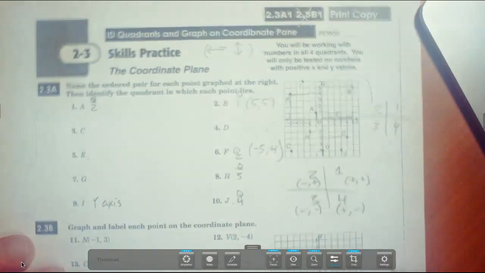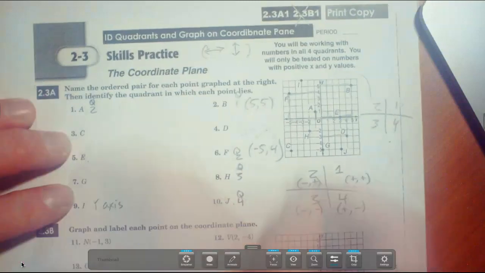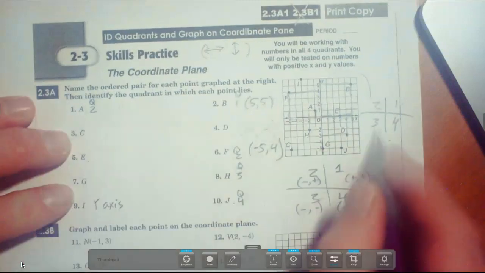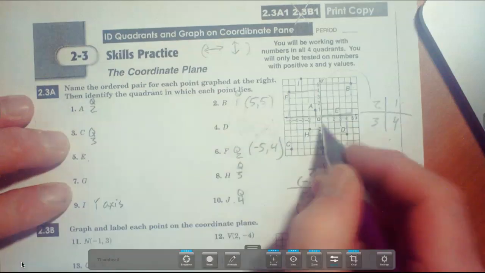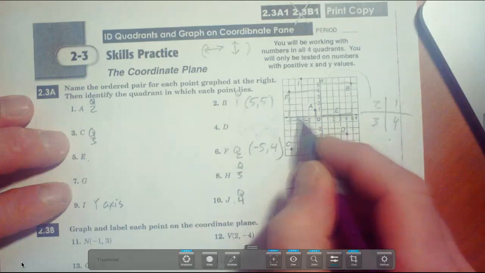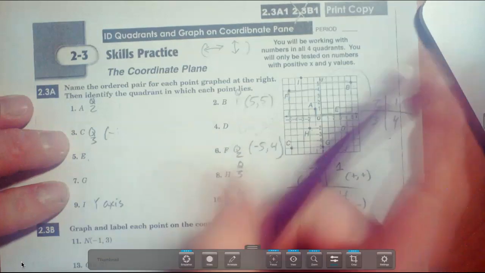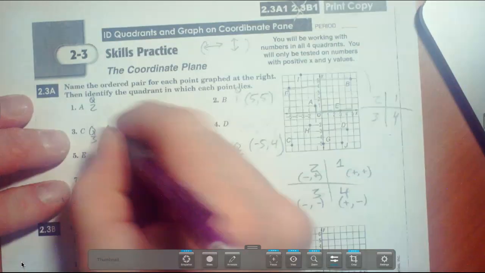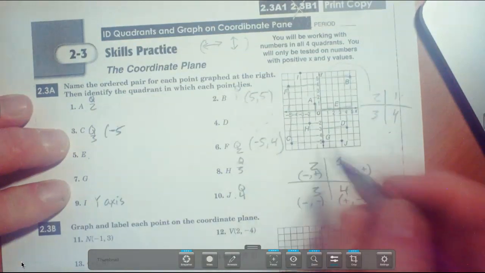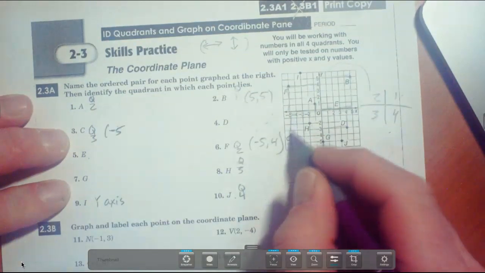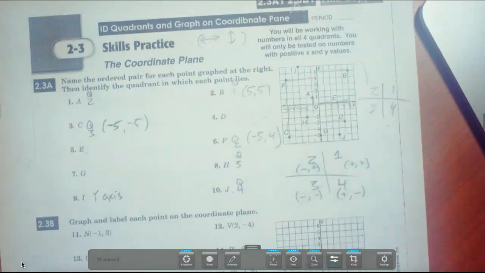Okay, let's take a look at, let's do point C. Point C, that's in quadrant 3 down here. Put Q3. And let's see where C is going to be. 1, 2, 3, 4, 5. It's negative 5 again. And we go down 5 too. 1, 2, 3, 4, and 5. So that's negative 5, negative 5.